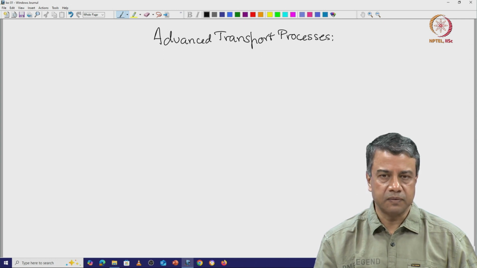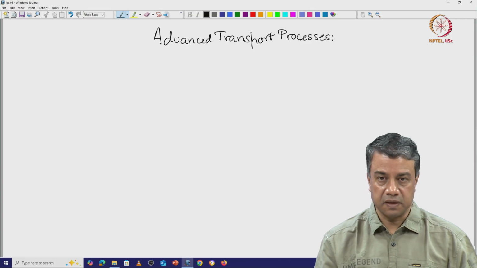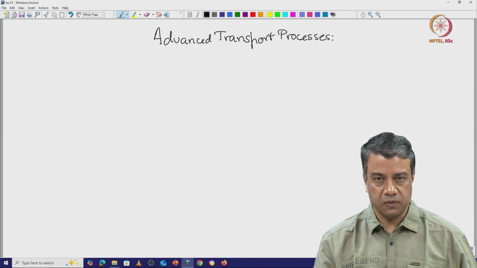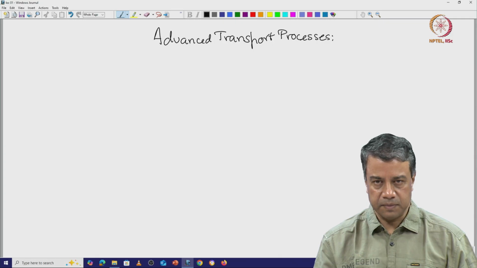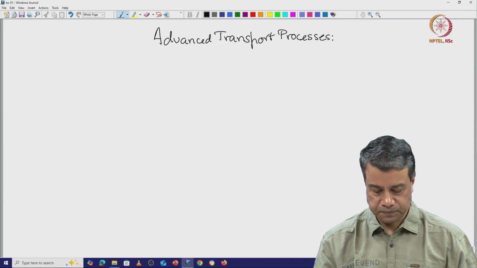In this course, we will go a little bit further. We will derive general conservation equations which are applicable in any coordinate system in 3 dimensions and in time, and we will solve these for specific cases.